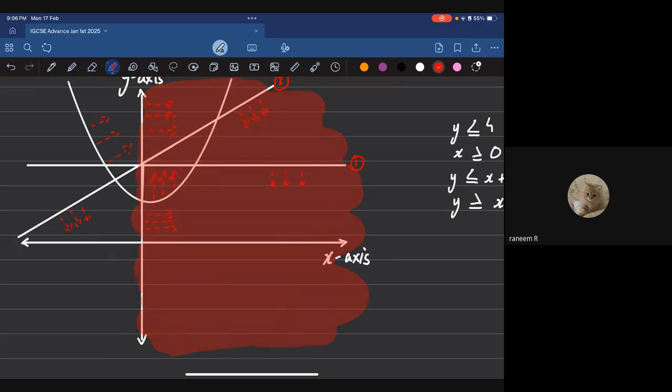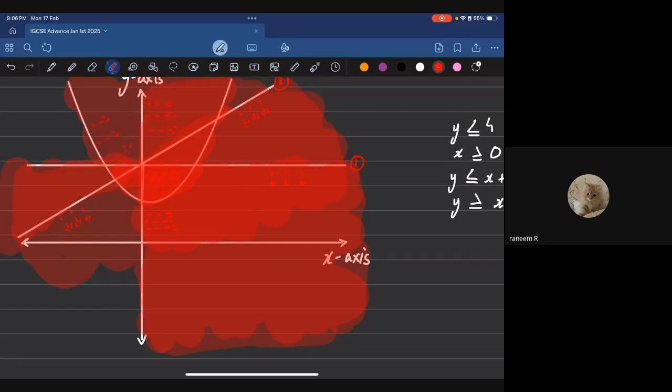Then secondly, it states that I need to shade below this line, but I cannot go towards the other side. So I need to shade it like this. Then it states that I need to shade below this line too. So the horizontal line is going to be like this too. Clear? And lastly, it says that I need to shade above this graph.